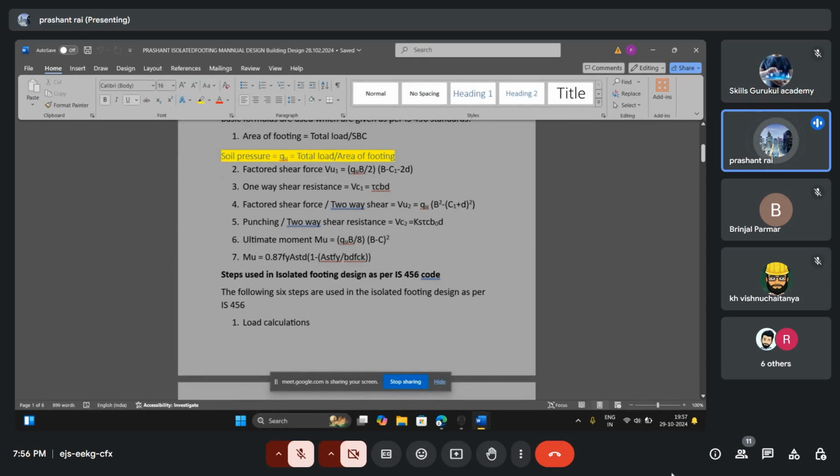Second is the factored shear load. Qu is the soil pressure. B is the breadth, divided by 2. B is, once again, the breadth.